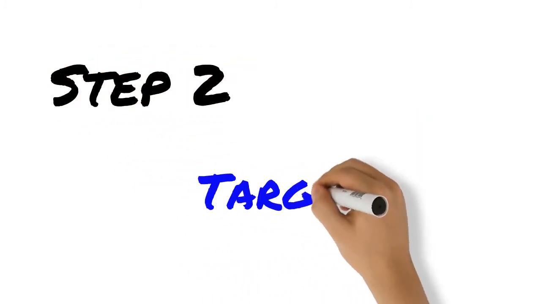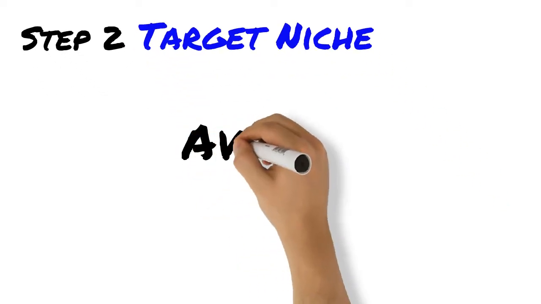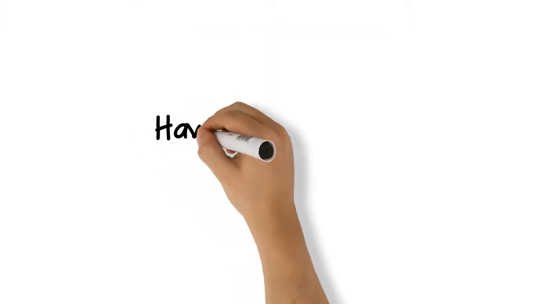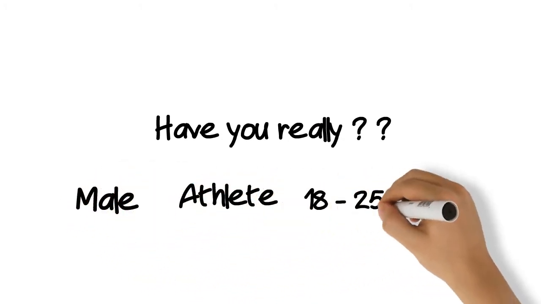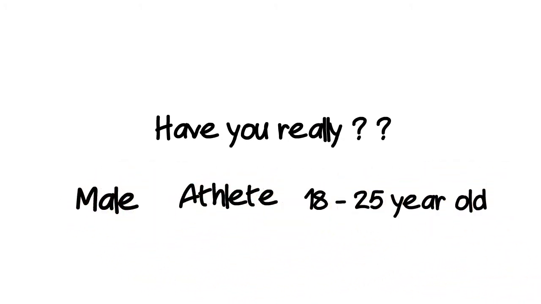Okay, step 2. Now we need to identify our target niche. Let's create an avatar. You need to be so specific on this. If you can't define your target niche, how can you possibly expect to reach them? Many of you think you've defined your target niche, but have you really? You'd say something like male, athlete, 18 to 25 years of age. That's way too generic. You have to get down to the details with this.